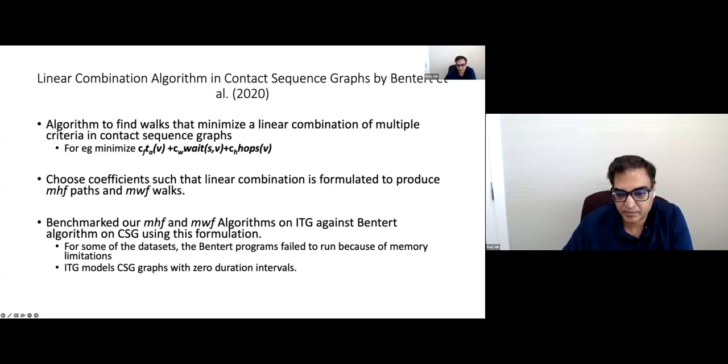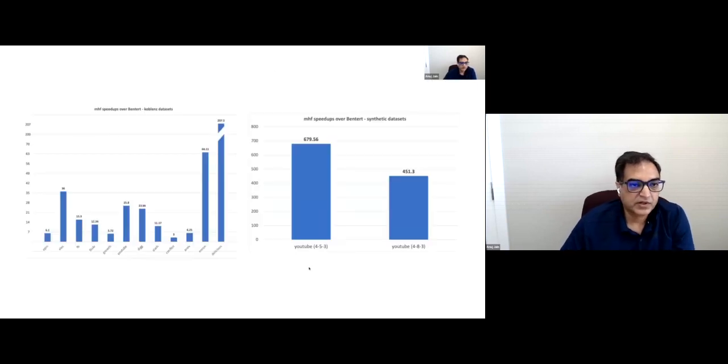And for some data sets, their program could not run because it ran out of memory. And also, I want to point out that when our algorithm runs on the interval temporal graphs, we model the CSGs with 0 duration intervals. So the start and the end time of the interval is the same, which is an overhead for representing an interval temporal graph. So comparing against Bentert's on the Koblenz data sets, we observed that we do better on all the data sets and go as high as 207 on this delicious data set, because this is the contact sequence data sets. But when we go to the synthetic data sets that I presented earlier, we do as much as 679 times faster than Bentert's algorithm.